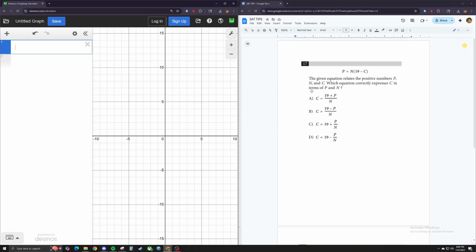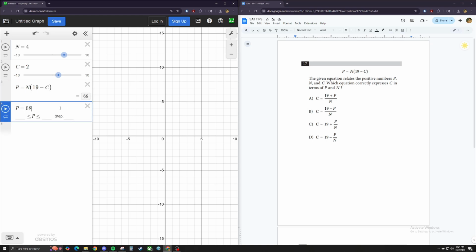So let's look at this question, for example. It's asking, can you solve for C in terms of P and N? And let's say you're having trouble with this. Well, what you can do is put in a random number for N, let's say 4, and a random number for C, let's say 2. And it tells you what P is. So, okay, P is equal to N times 19 minus C. So P is 68. So let's write that down. P is equal to 68.